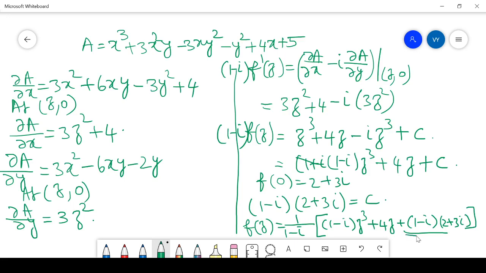This you can further simplify. This completes this problem. As I told you, you can write this function u plus v either as a real part of some other analytic function or imaginary part of another analytic function. From that, when you use the formula for Milne Thomson method appropriately, you can find f of z. This completes the solution of this particular problem.